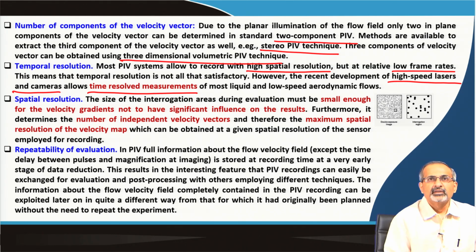Spatial resolution. The size of the interrogation areas during evaluation must be small enough for the velocity gradients not to have significant influence on the results, and it determines the number of independent velocity vectors and therefore, the maximum spatial resolution of the velocity map. Again, repeatability of evaluation. In PIV, full information about the flow velocity field except the time delay between pulses and magnification at imaging is stored at recording time at a very early stage of data reduction. Now, this information remains as it is, and it can be used for other offline processing as well in due course.